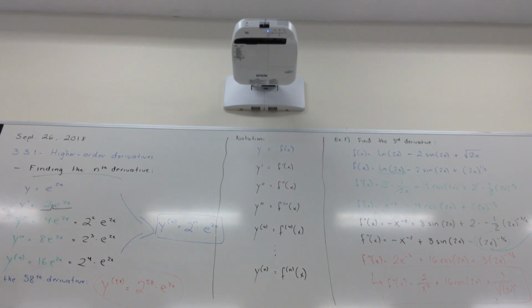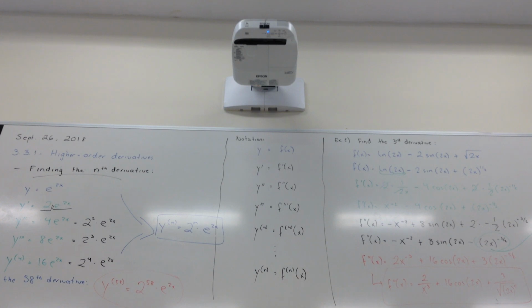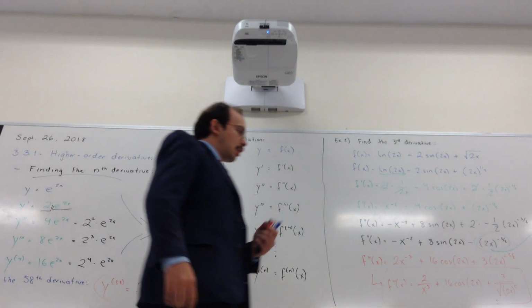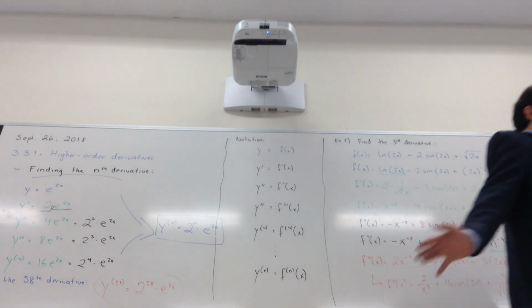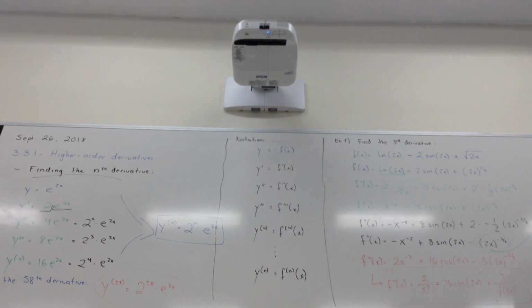Yeah, but you need to be careful on how to represent the sine and cosine. But we'll do more examples, okay? So that's the idea. We're going to find the 4 derivatives, then find the n derivative to generalize, and then find a big derivative like the 58th or 100th.